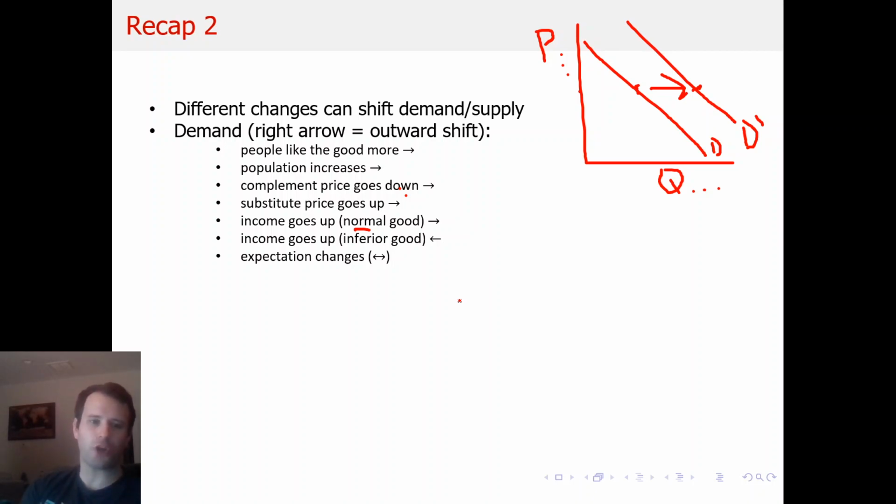Expectation changes can also affect demand. I think this is really important for things like the oil market or stock markets. Not something I'm going to really stress in this class, but like I said last week, I do want to touch on it so that you know that it exists, but you're not going to be tested on it. But expectation changes can matter.